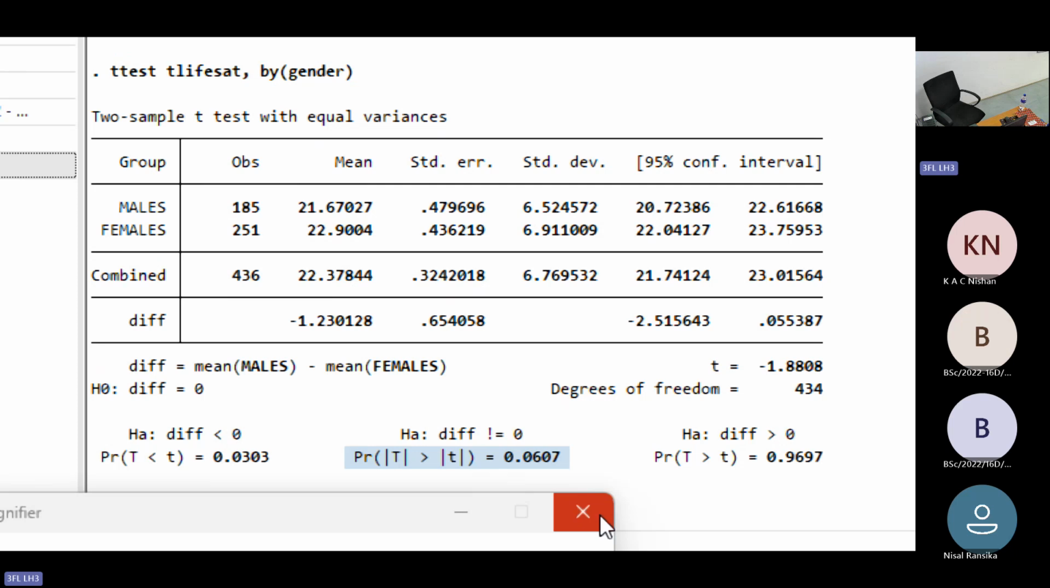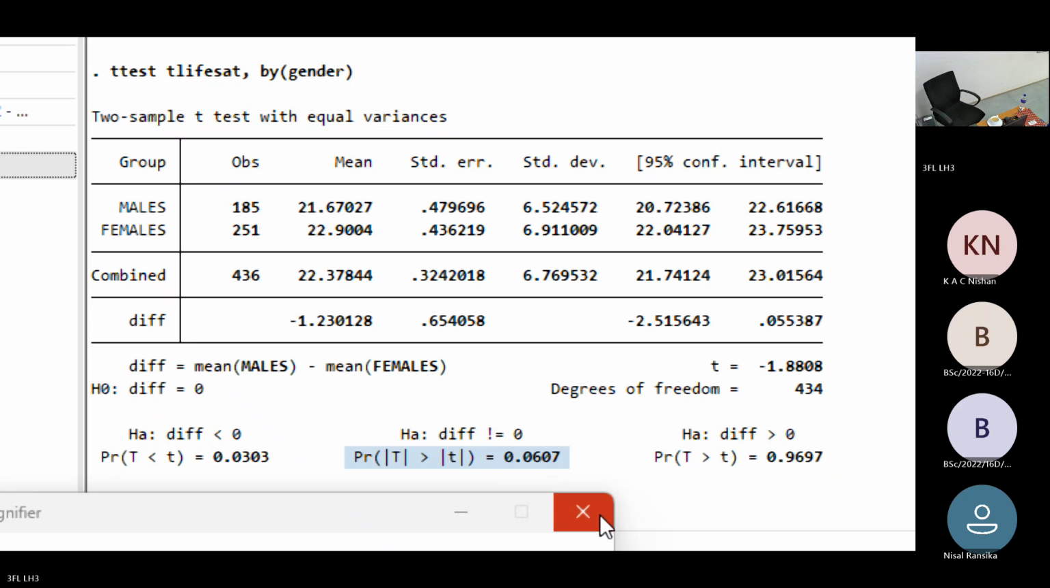Then step number 4, what's step number 4? Conclusion. So you compare this value with 0.05. If less than 0.05, you reject the null hypothesis. Now my question to you is, can you reject the null hypothesis? You can't, because 0.06 is above 0.05. In that case, you cannot reject the null hypothesis. You cannot reject that there is no difference. That means there's no difference.